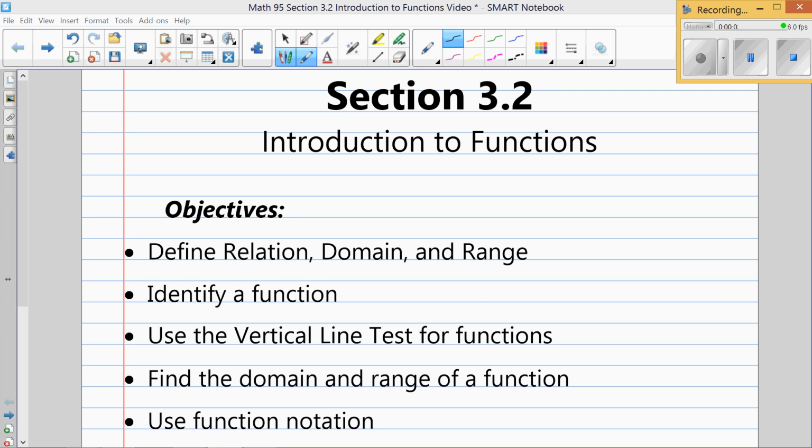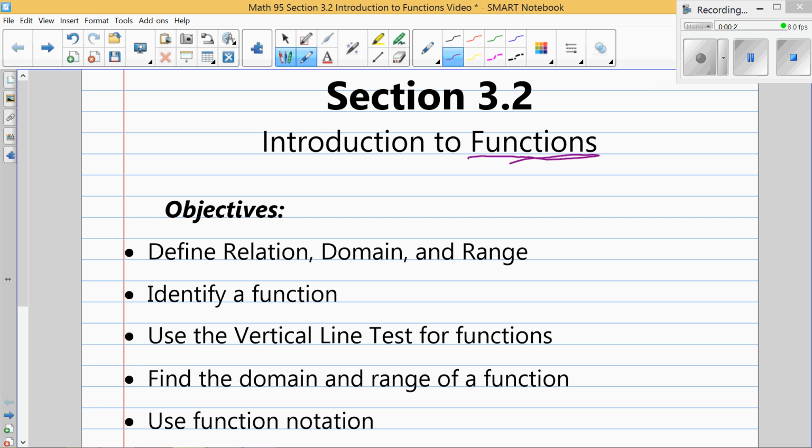Welcome back to Math 95, Section 3.2, Introduction to Functions. This word function is going to be a very, very important word in your math world. So this is a vocabulary lesson more than anything else, but it is the foundation for a lot of what we're going to do. Our objectives are mainly to get familiar with definitions.